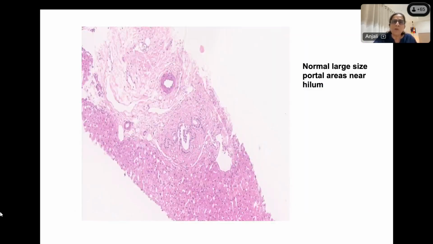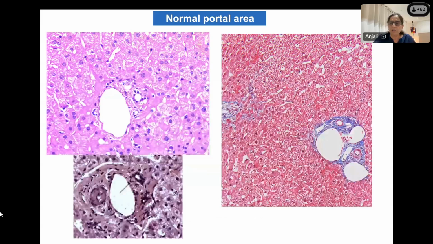Now coming to larger portal area. This is a large portal area where you can see more connective tissue, and the connective tissue is around, this is artery, this is bile duct. Connective tissue can be around artery as well as around bile duct. So do not say that this is periductal fibrosis, because this is a larger portal area. So this is how you have to assess portal fibrosis. As we go ahead, I will show you certain more examples.